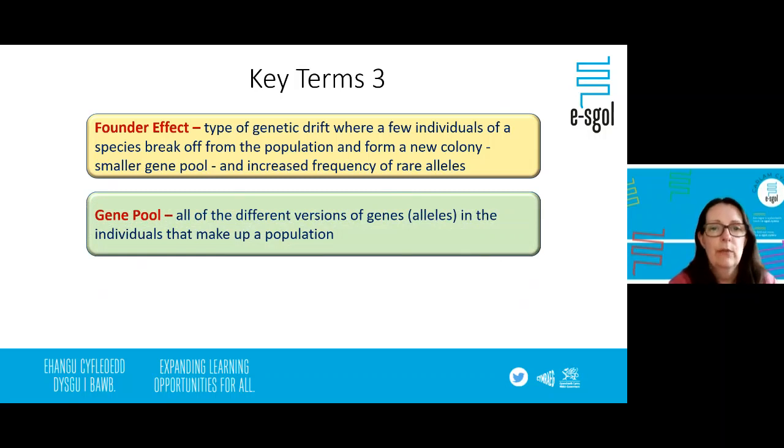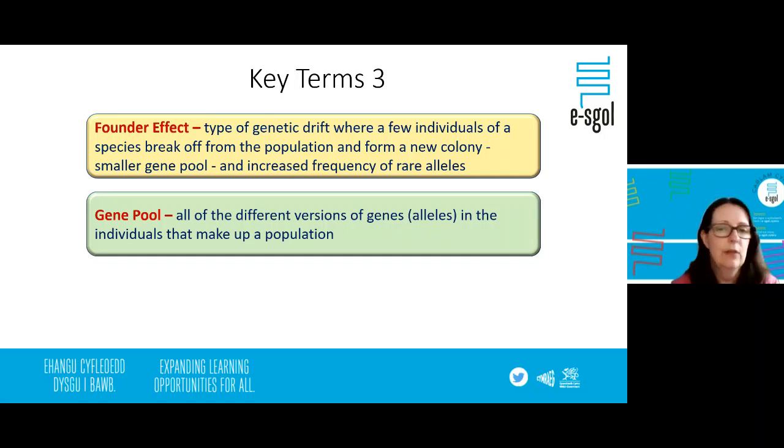So our next terms relate to something called the founder effect, and we'll look at this in a little bit more detail, where we've got a type of genetic drift, which we will discuss later, which is a change in the frequency of alleles in a particular area. And we have a few individuals there that break off from the population, forming a new colony. And because it's a new colony and it's not as big as the previous population, we might have a smaller gene pool. And also then, because that gene pool is smaller, we might have more rare alleles. So that's something to think about there.